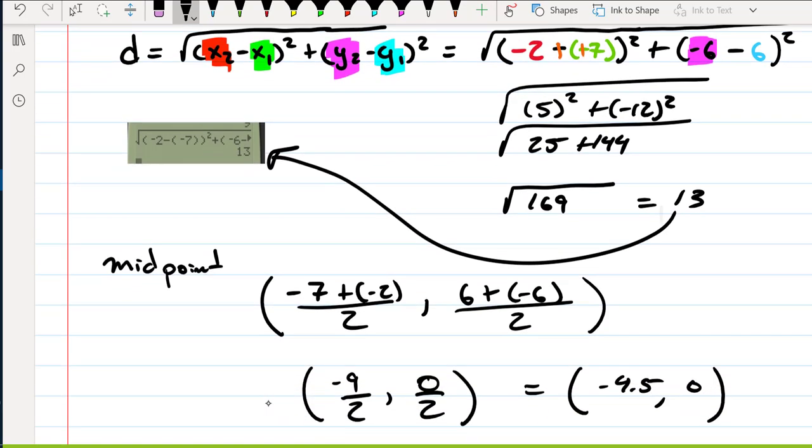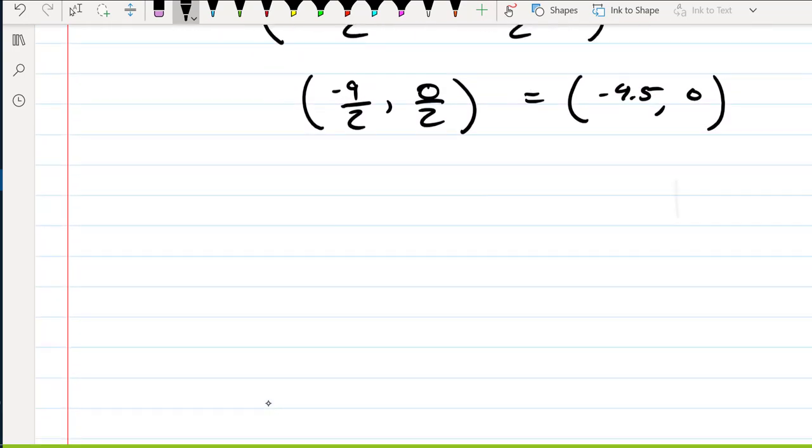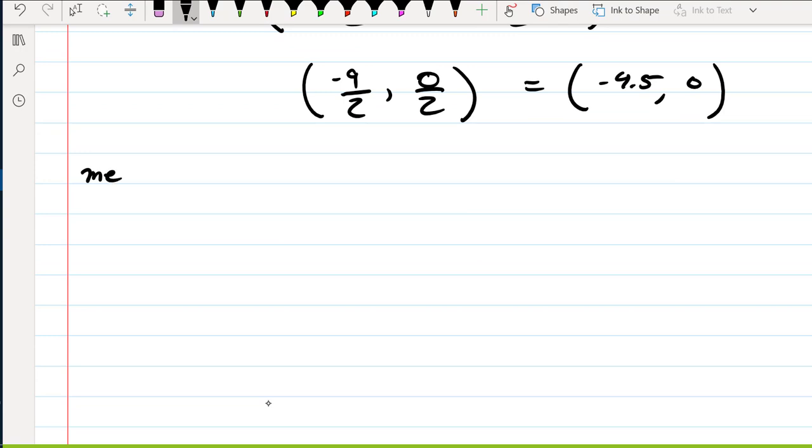All right, so let's solve this a different way. So method 2, we're going to draw a picture.